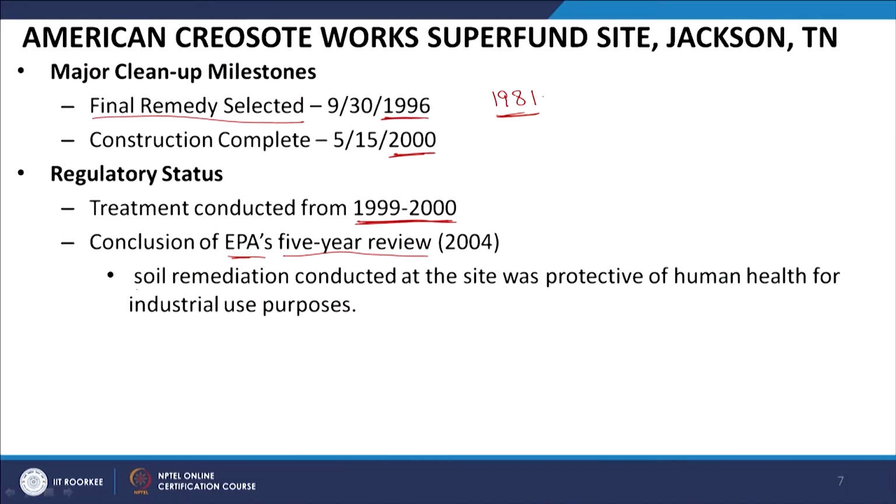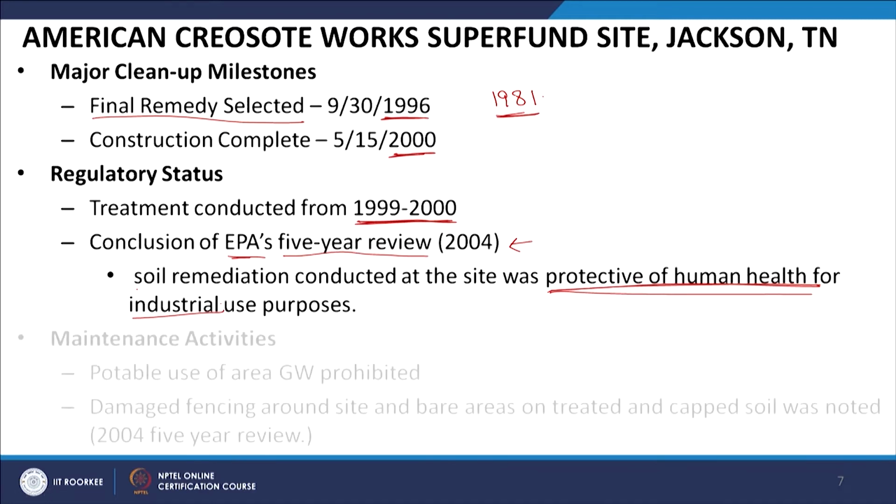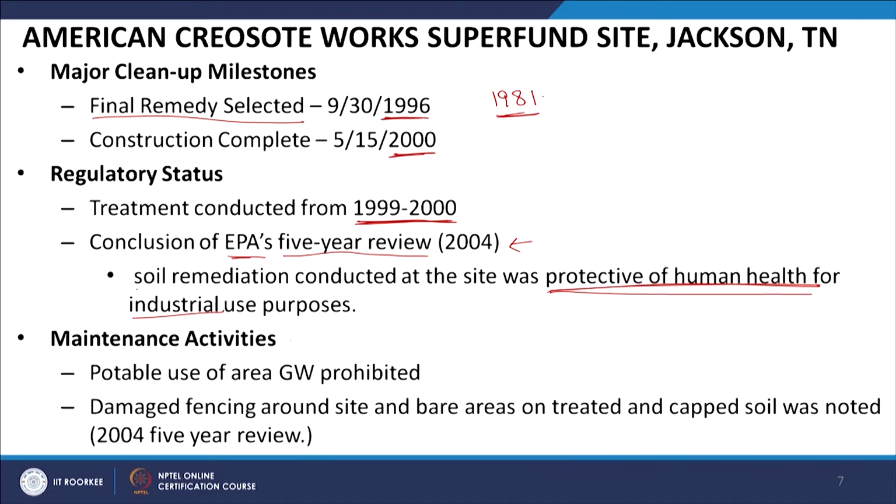So, again, soil remediation conducted at the site was protective. Looks like the 5-year review says that it was doing the job, as we looked at the 10⁻⁴ threshold, the lifetime cancer risk. It was able to meet that particular objective, right, which was for the industrial use purposes. And what else needs to be done? Looks like they said that the area's groundwater cannot be used for potable use, or for drinking water, right. That is something that they mentioned.